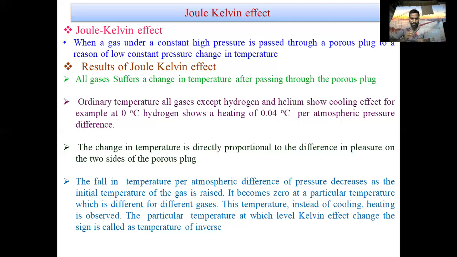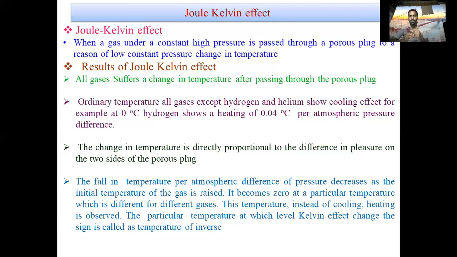The fall in temperature per atmosphere difference of pressure decreases as the initial temperature of the gas is raised. It becomes zero at a particular temperature, which is different for different gases. Beyond this temperature, instead of cooling, heating is observed. The particular temperature at which the Joule-Kelvin effect changes sign is called the temperature of inversion, or inversion temperature.